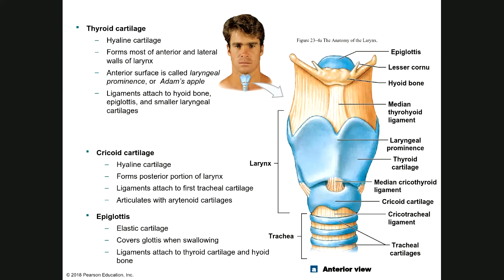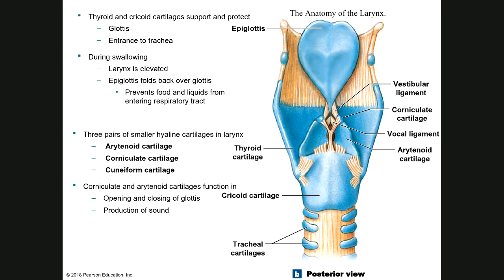The epiglottis is the one that is protecting the glottis, and it is attached to the thyroid cartilage and the hyoid bone. This is the posterior view, where the vocal ligament exists. This is where the glottis exists. It protects the glottis and prevents food and liquid from entering the respiratory tract. Did you ever hear, you don't talk when you are chewing food?